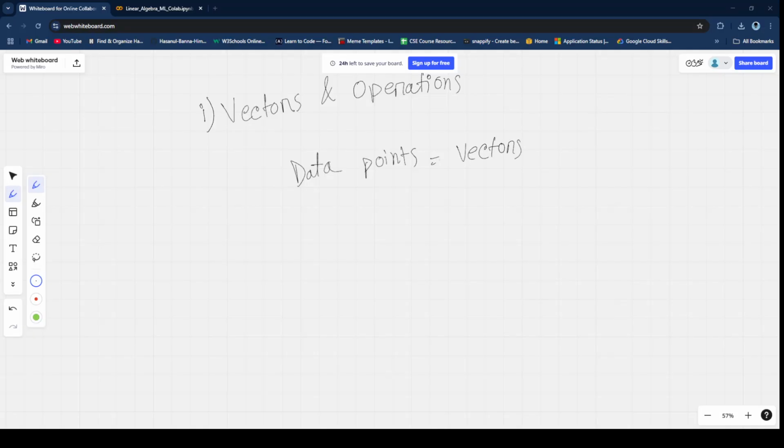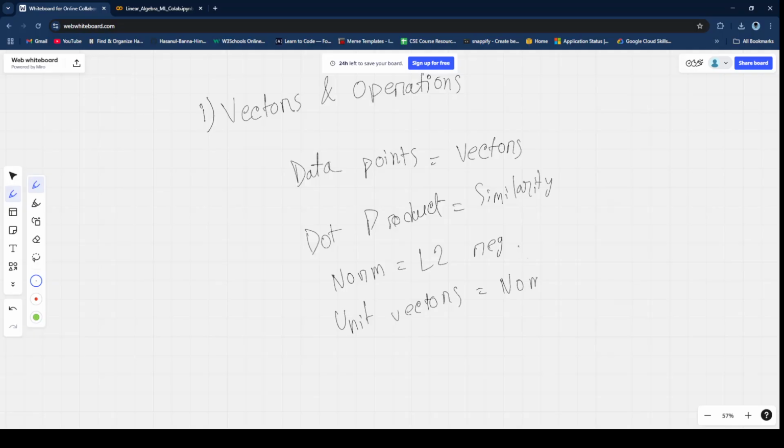If you want to find the dot products, the dot product will be used in similarity, and also the norm is used in L2 regularization, and finally the unit vectors. Unit vectors are normally used in normalized inputs. So this was our vectors and operations.